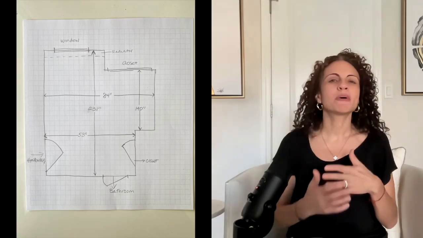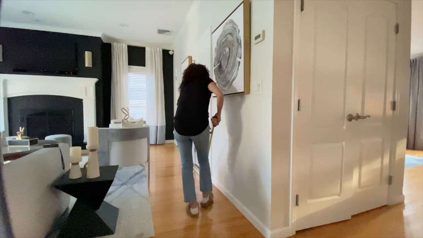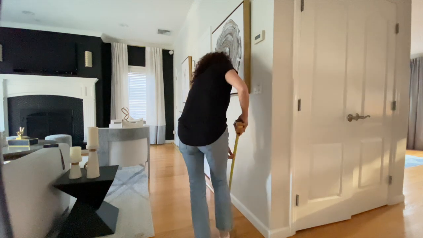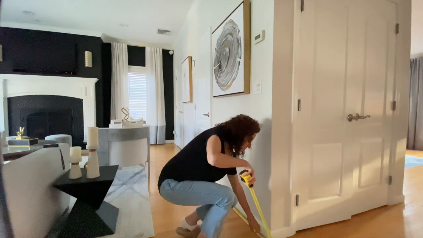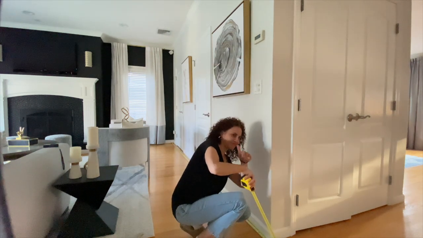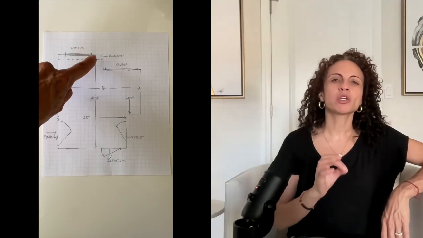Step 2, measure the overall length and width. Using a tape measure, measure the length of one wall from corner to corner along the baseboard. Start by measuring the overall length and width of the room. We'll add smaller measurements in afterwards. The smaller measurements should all add up to the overall width and length. This is a good way to double check your work as you go.